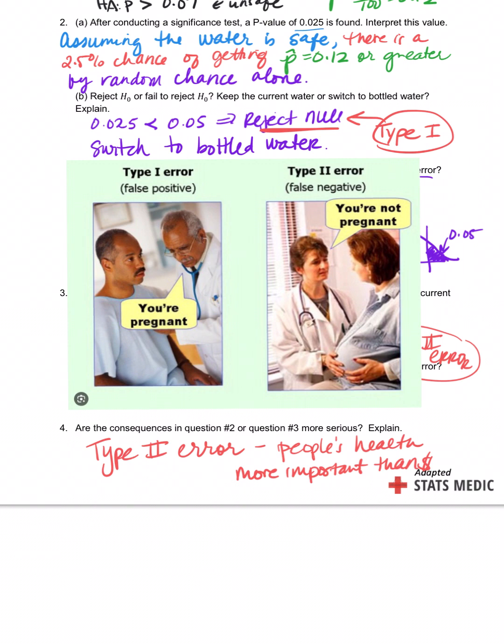Maybe that's not clicking for you. Try this example. Remember the little boy who cried wolf?